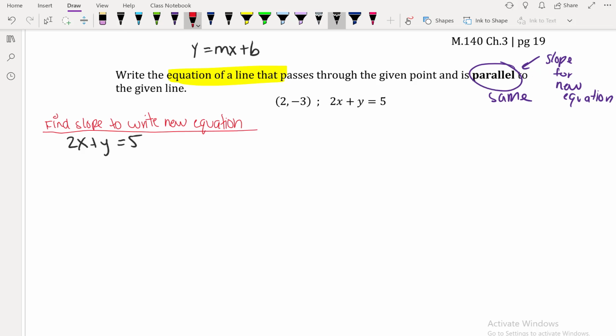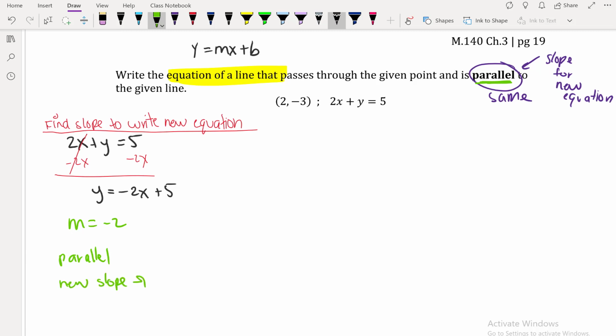So that's what I'm going to have to do. I am going to subtract 2x from both sides, so I can get that y is equal to a negative 2x plus 5. Here my slope is negative 2. Since it's going to be parallel, that's what it said, I know that my new slope would be exactly the same, m is equal to a negative 2.